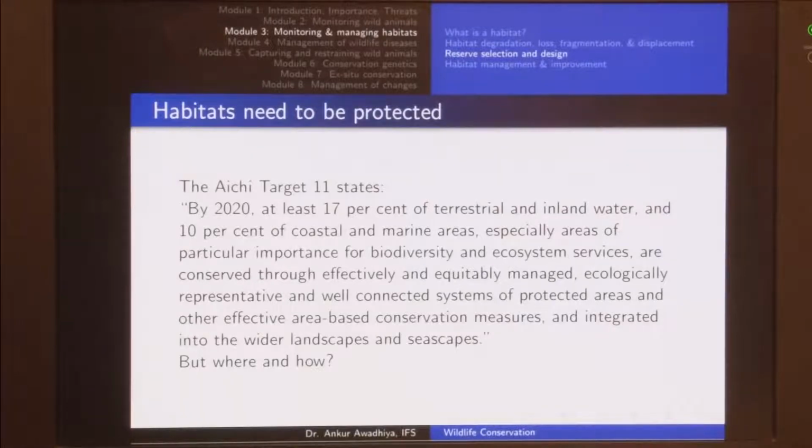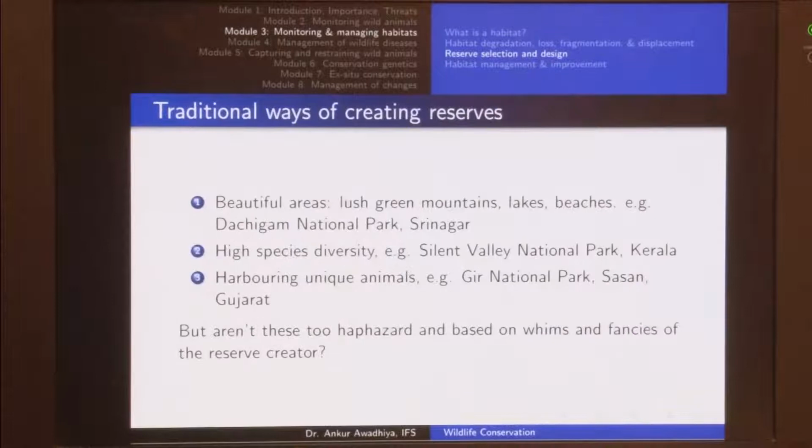But then the next question is, we know that we want to create a reserve, but where should we create our reserve and how should we create it? So, we look at how the earlier reserves have been created so far. The traditional ways of creating reserves were based on beautiful areas. You have lush green mountains, lakes, beaches, like in the Dachigam National Park in Srinagar. Because this is a beautiful area, let us make a reserve out of it.